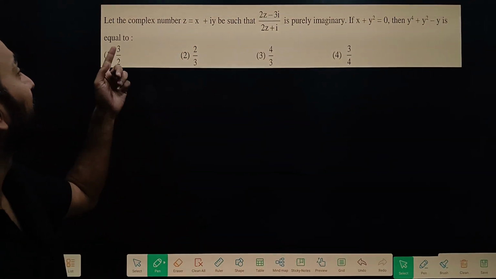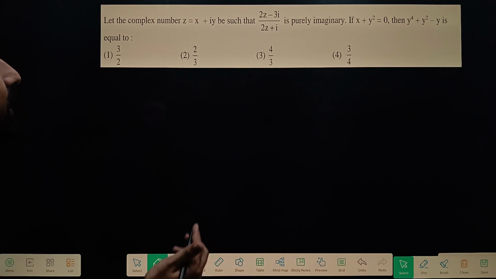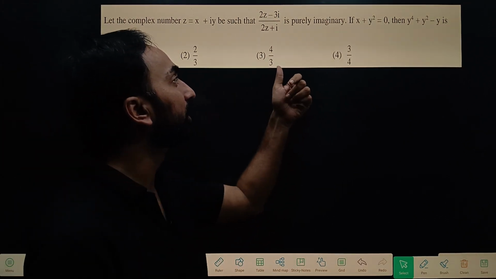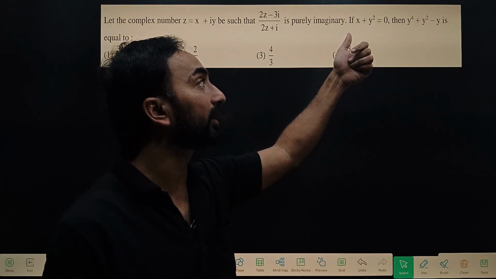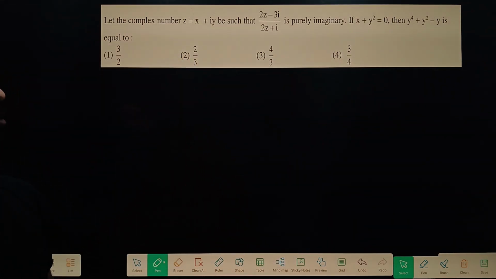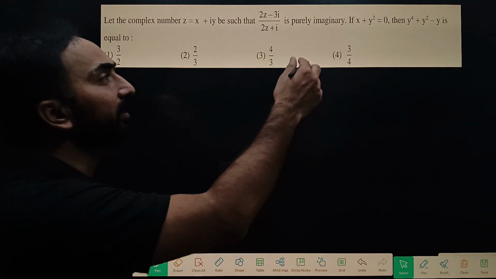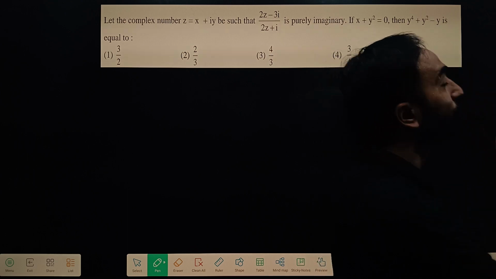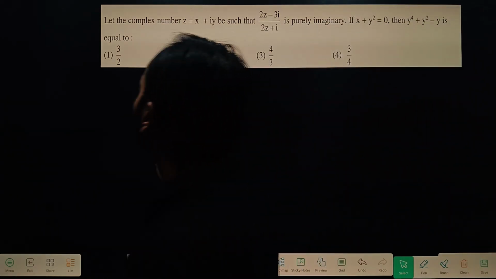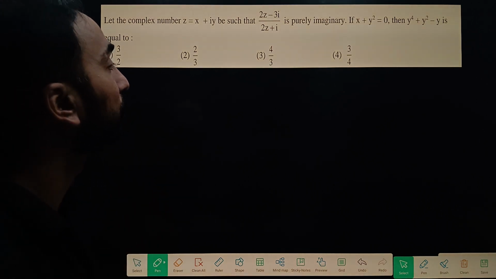We have the question: let the complex number z = x + iy be such that (2z - 3i) divided by (2z + i) is purely imaginary. If x + y² = 0, then we have to find y⁴ + y² - y is equal to. So we have to find the value of y⁴ + y² - y, and we have four options: 3/2, 2/3, 4/3 and 3/4.